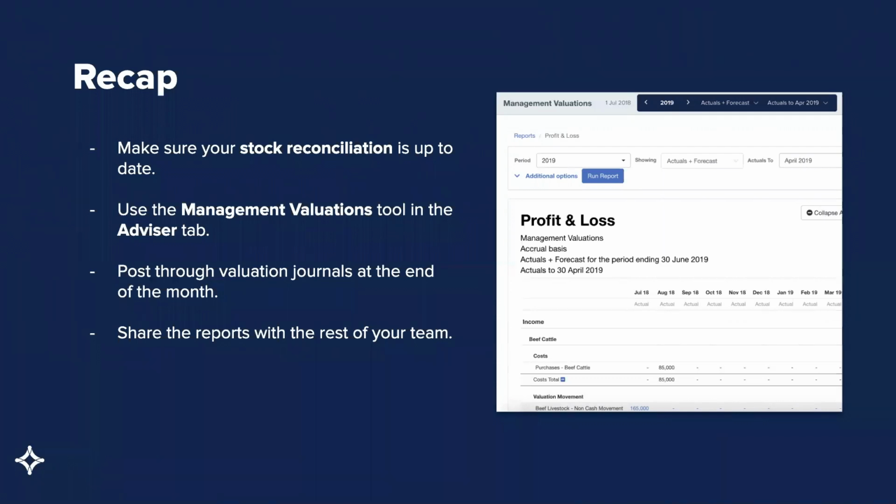So just as a quick recap, we recommend making sure your stock reconciliation is up to date. Remember that the on-hand values sitting in your stock tracker are the ones that are going to be driving these valuations. Use the management valuations tool in the advisor tab to access this, and then you can customize your per head values either monthly or as a shared annual value. Post through these valuation journals at the end of the month. That allows you to see a more regular and up-to-date picture of your profit and loss or your balance sheet. And don't forget to share these reports with the rest of your team. Figured really comes alive when you're sharing things and collaborating with the rest of your farming team.